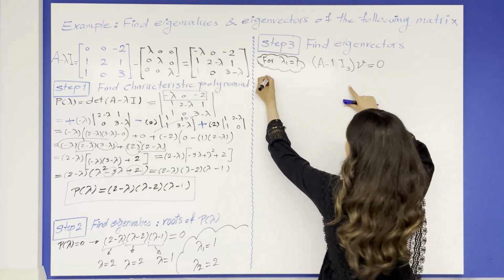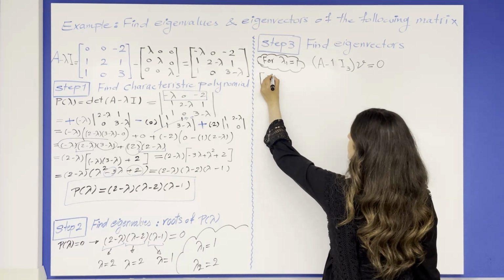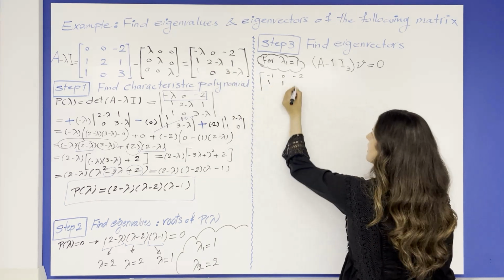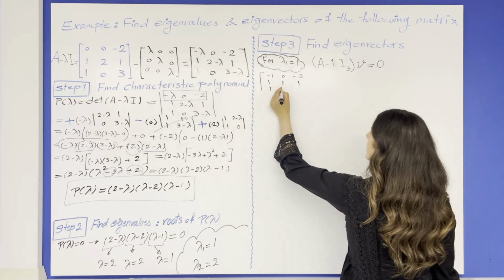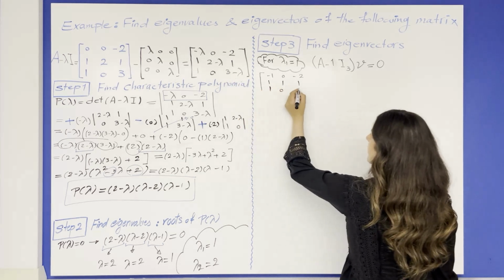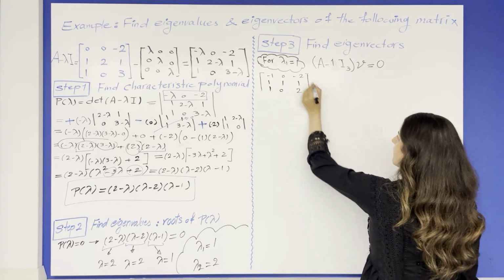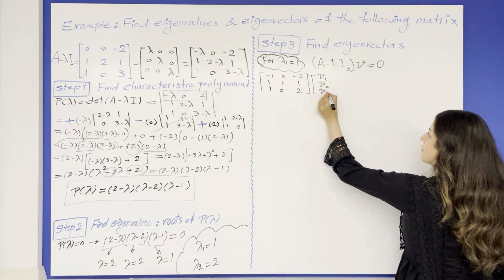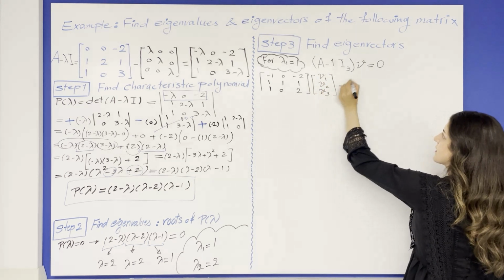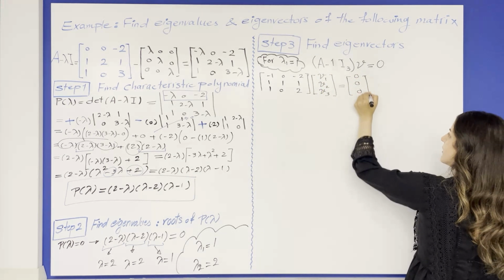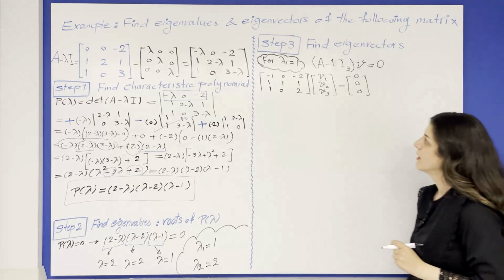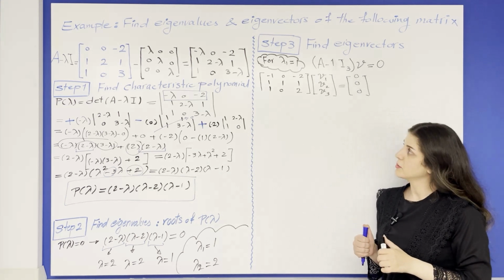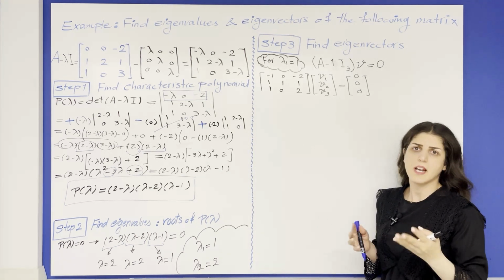So I get -1, 0, -2, 1, 2 minus 1, which is 1, and 1, 1, 0, 3 minus 1, which is 2. All right, so I have this matrix times a vector v, let me call it v1, v2, v3 by its entries, is equal to vector 0.